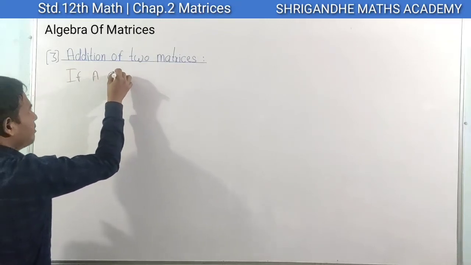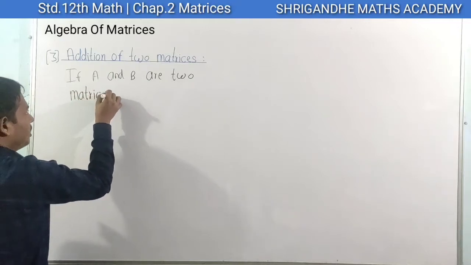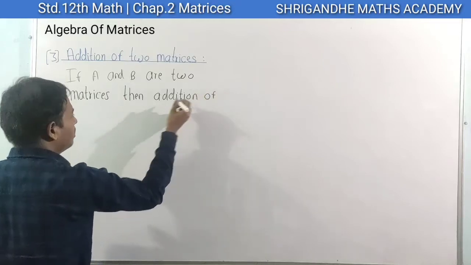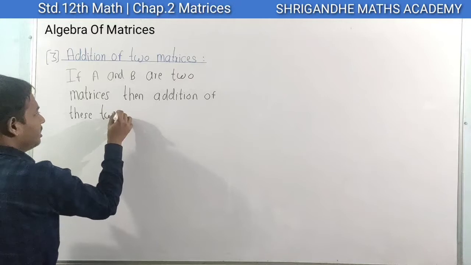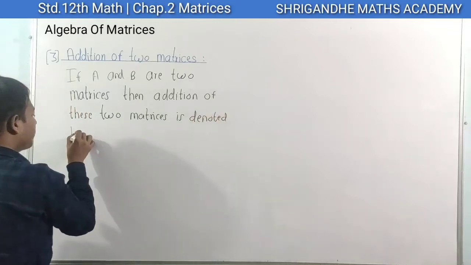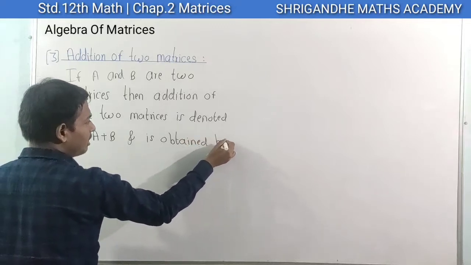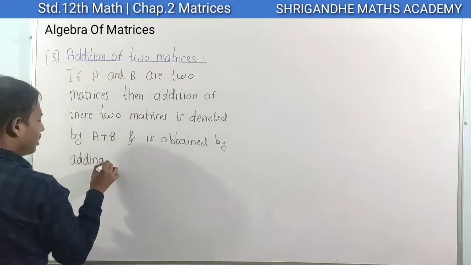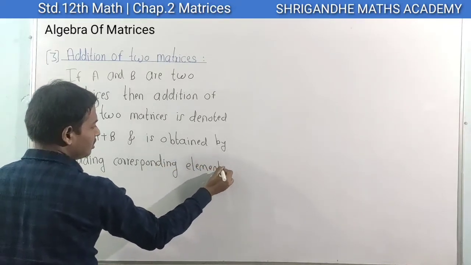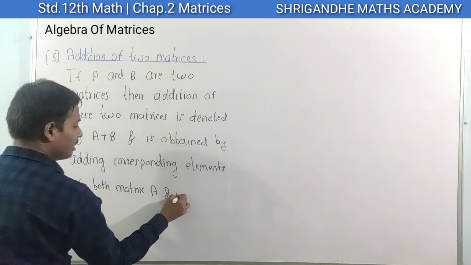If A and B are two matrices, then addition of these two matrices is denoted by A plus B and is obtained by adding corresponding elements of both matrix A and matrix B.